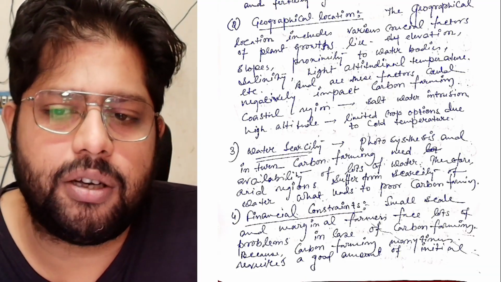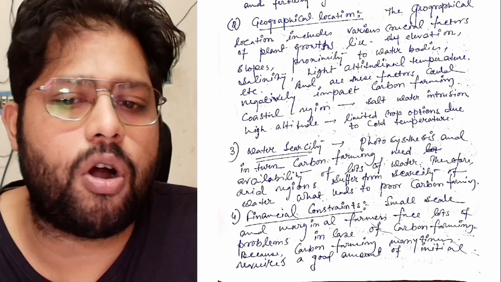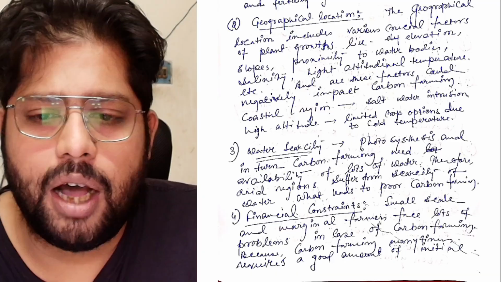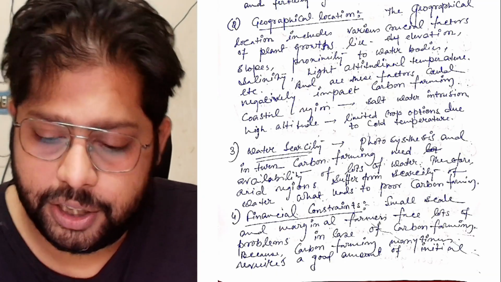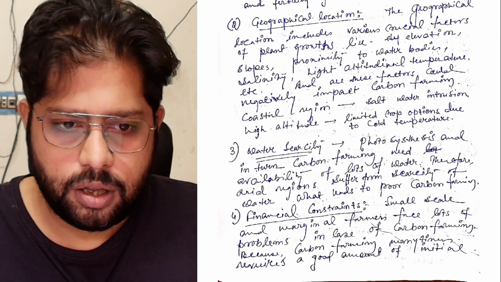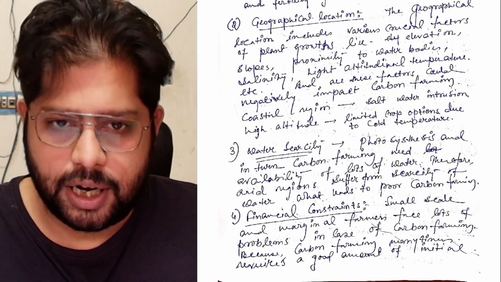The next one is financial constraints. Financial constraints actually means small scale and marginal farmers face lots of problems in case of carbon farming, because carbon farming many times requires a good amount of initial cost. What is the initial cost? I mean, what is the initial cost for? That is the point.